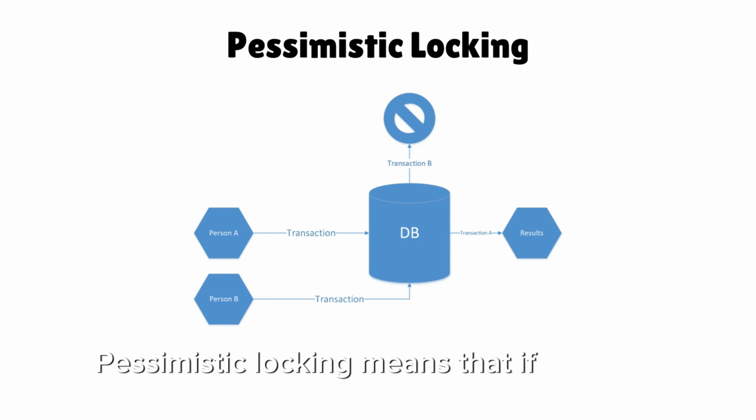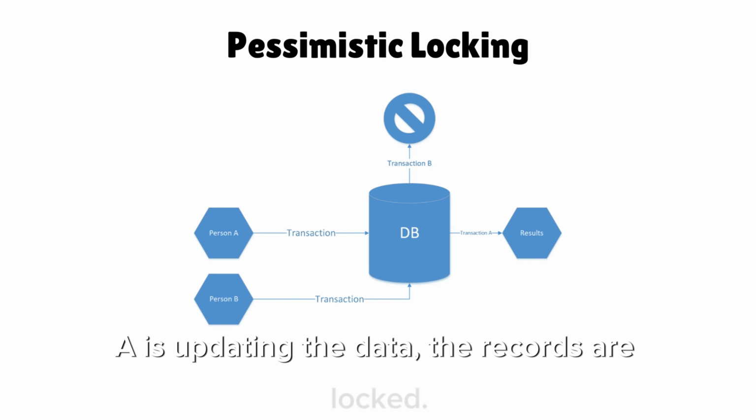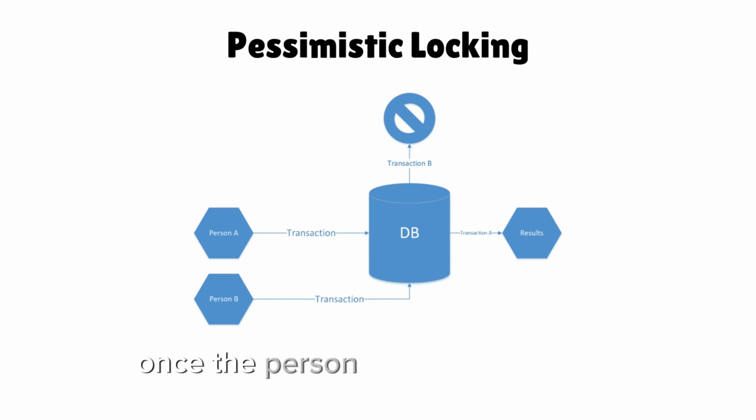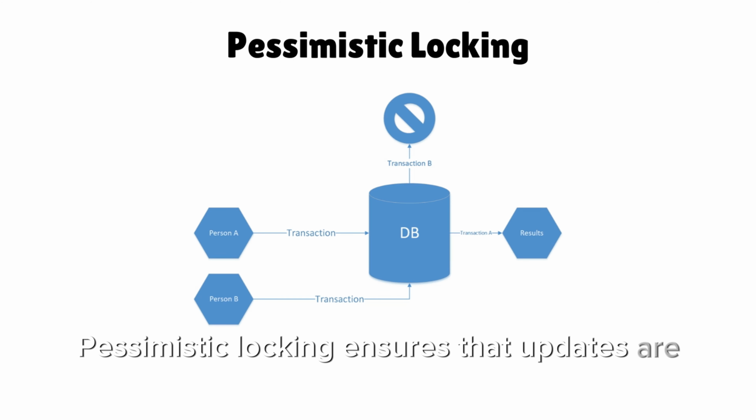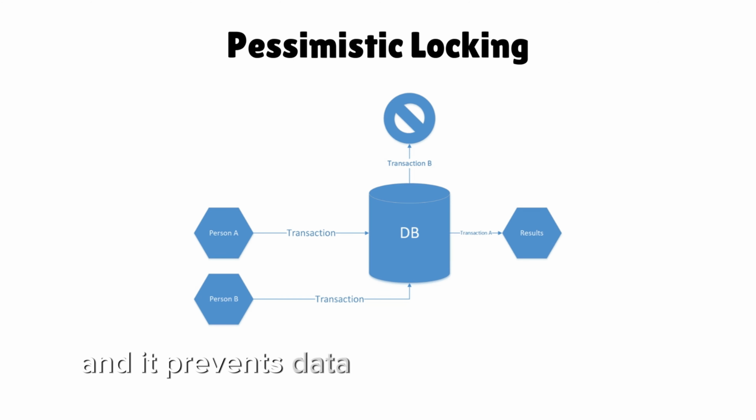Pessimistic locking means that if a person A is updating the data, the records are locked. Records are only unlocked once person A finishes his work and the database releases the lock. Pessimistic locking ensures that updates are processed one at a time and it prevents data from being overwritten.